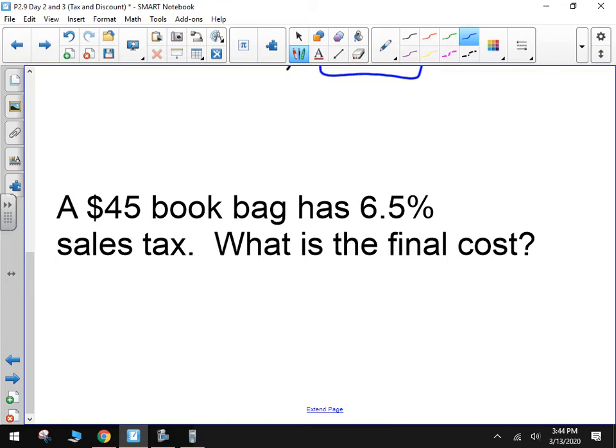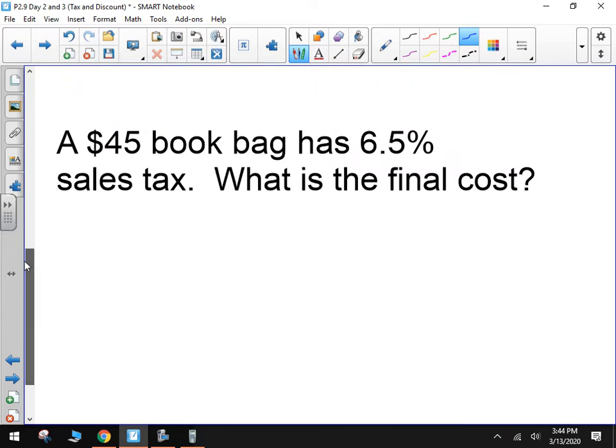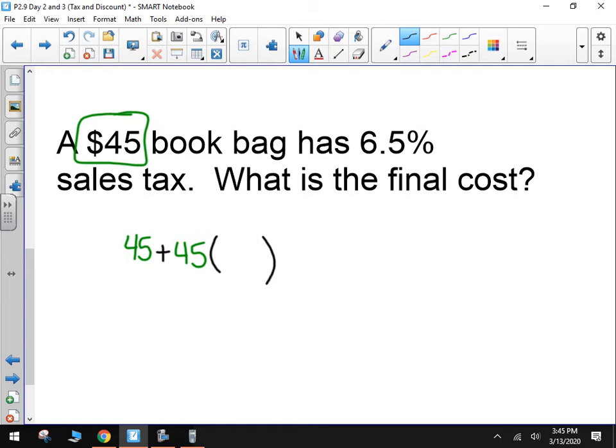The price of my book bag is $45, and it has a 6.5% sales tax. We want to know what the final cost will be when I go up to the cash register. So my price of the book bag is $45, so I'm going to take 45. I'm going to add it to its price, 45. And then we're going to multiply by the sales tax, but we have to change this to be a decimal.